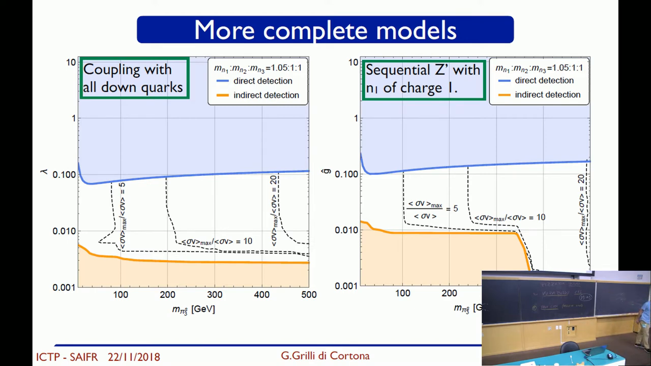So the sequential Z prime model you proposed, is that UV complete? No. I didn't propose the sequential Z prime. It's just the Z prime in which you cancel the anomalies. So you have U(1) charges for your standard model fermions in such a way that you cancel the anomalies. I could have used any other Z prime and just say that it's not complete and there is new physics at higher scale that cancels the anomalies.